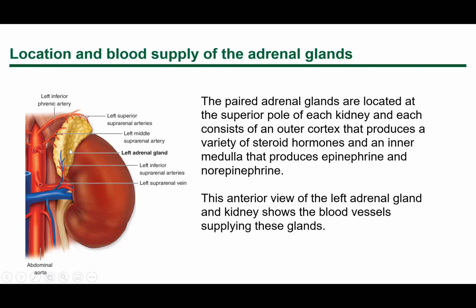And as you can see, one of the reasons for the ability to leave it in its place so that you don't end up with adrenal insufficiency is it has its own blood supply that comes off of the aorta independently of the renal artery. So you can just take the kidney and you can leave the adrenal gland in place.